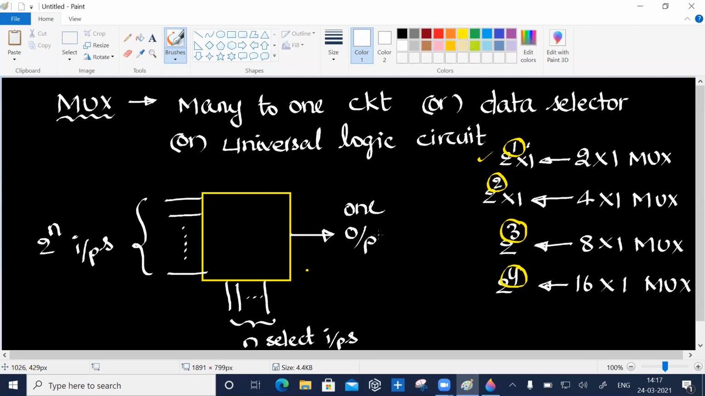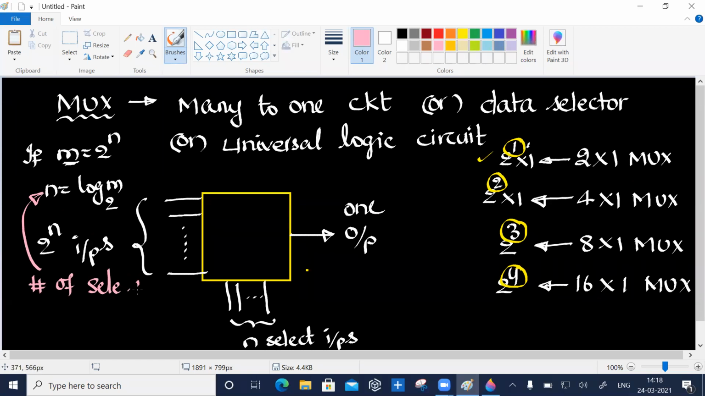So when someone asks you, the number of data inputs is 2 power n. For the number of select lines, for example, if m is equal to 2 to the power of n, where m is the number of inputs, what must be the select lines here? n is equal to log m base 2. So this n indicates the number of select lines, or number of select inputs, or control inputs. That's it, very simple. So this is what is generally called a 2 power n by 1 mux.